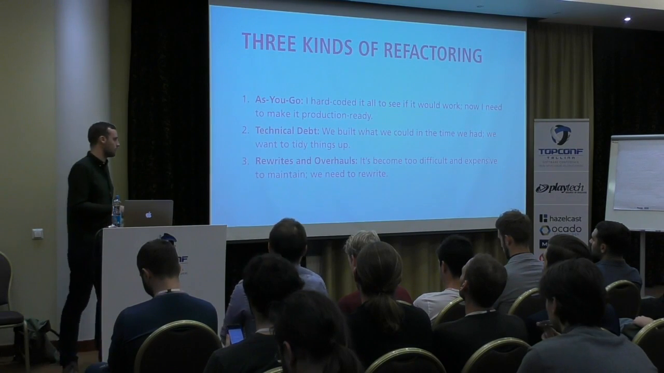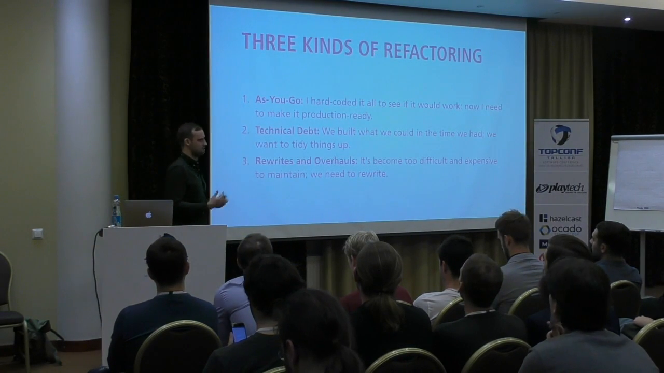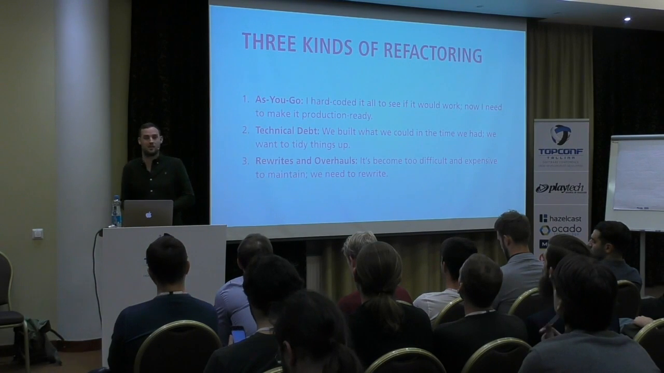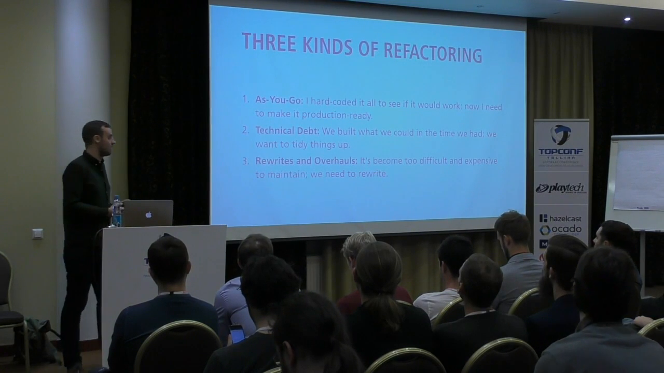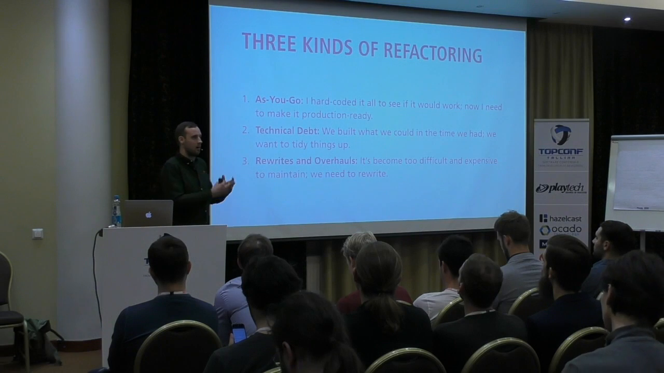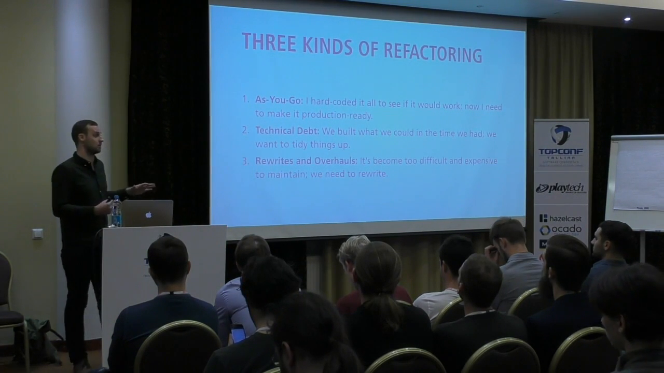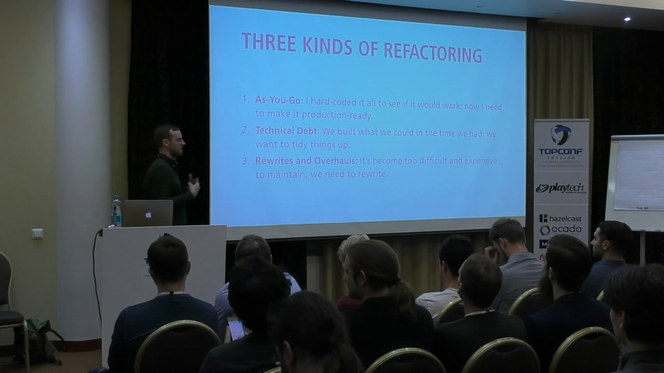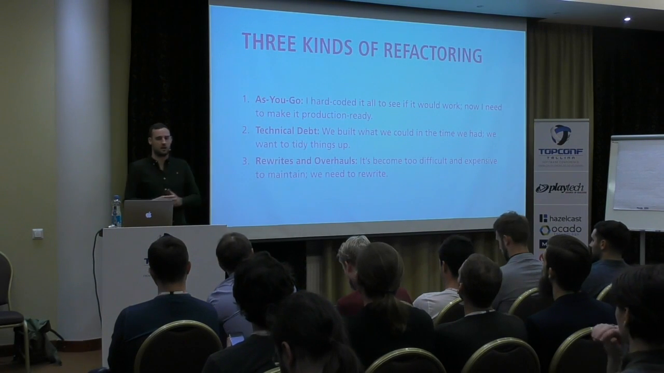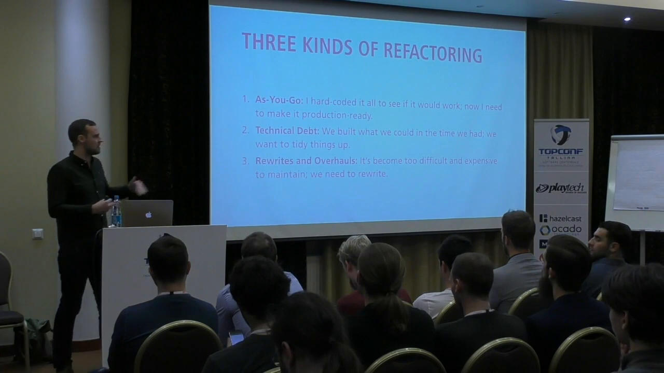And finally, we have the rewrite or overhaul. This is the most expensive, most drastic measure we could take. This is basically things have got so unwieldy, so hard to maintain, that the only real solution we have left is just to tear it down and start again. This is very expensive, and we want to try and avoid this kind of refactoring. So these are the stages we are likely to go through.